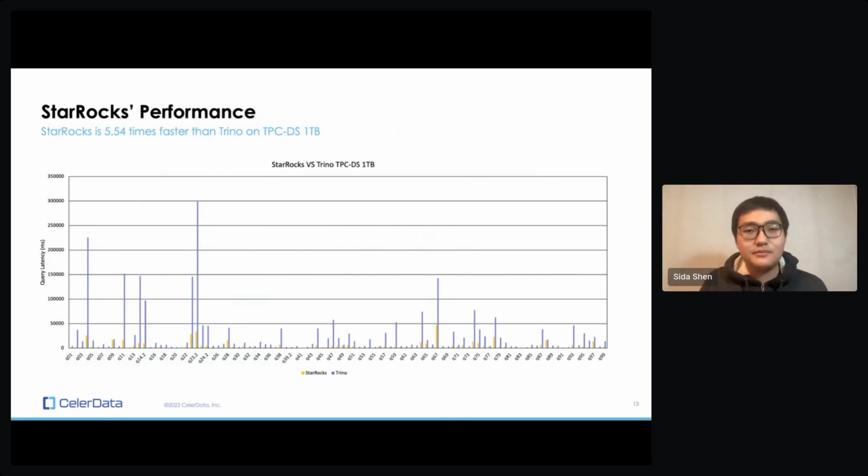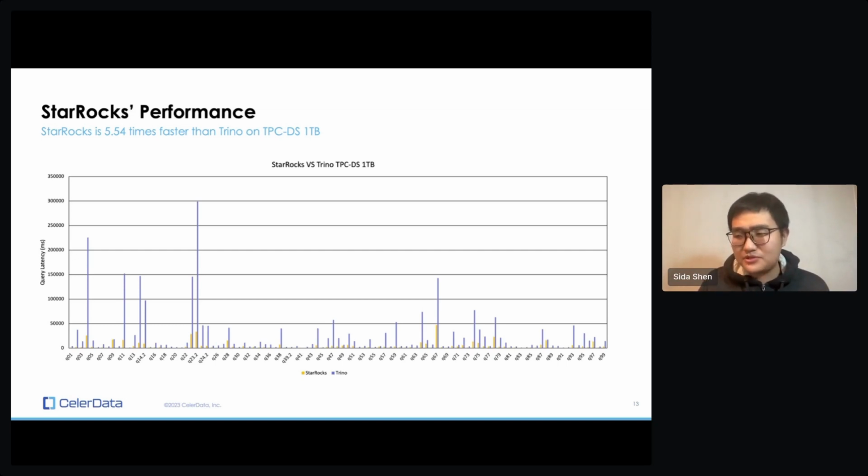And here we can take a look at a benchmark. This is the TPC-DS 1 terabyte benchmark between StarRocks and Trino. TPC-DS is a benchmark with really complex joins and high quantity aggregations, so it really resembles ETL workloads, ETL queries, and those really complex ad hoc queries. On this benchmark test, StarRocks is 5.5 times faster than Trino. This shows how fast StarRocks raw performance is.